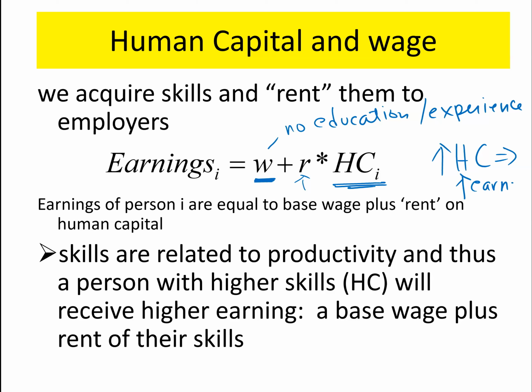So if your skills are related to productivity, and this increases your human capital, then you're going to get higher earnings. Okay, so the higher your human capital, the more we expect you to earn. And that's this direct human capital causation idea.